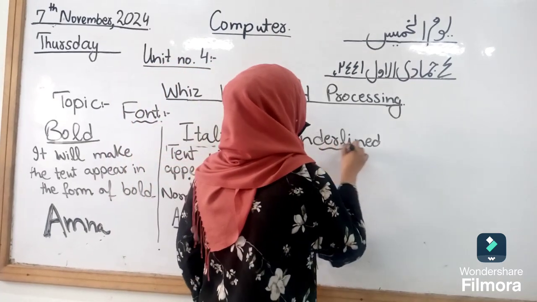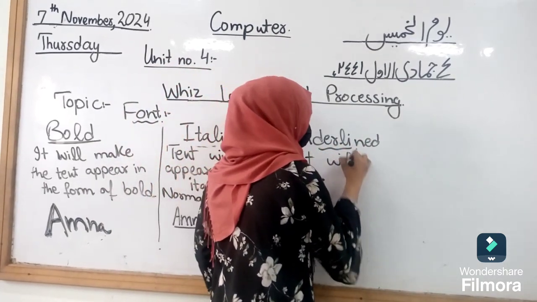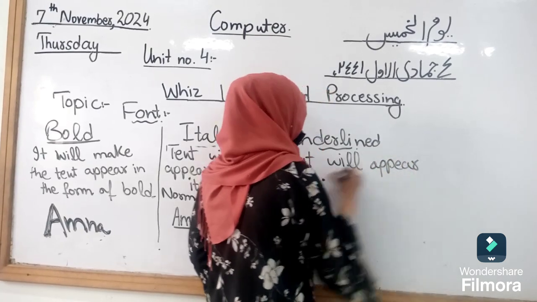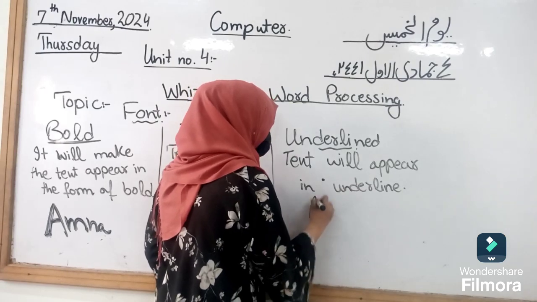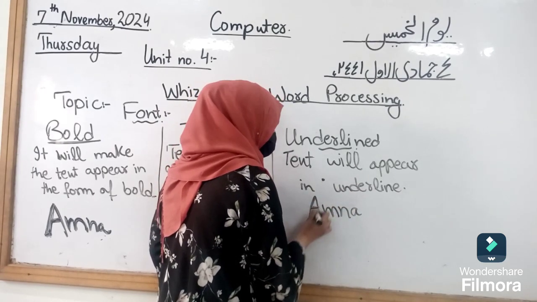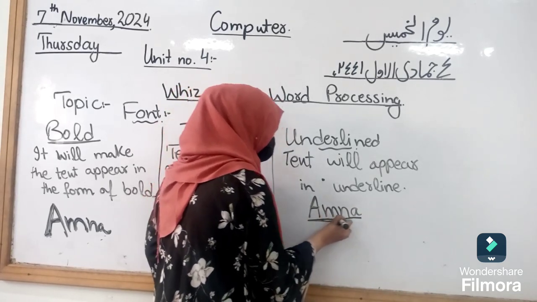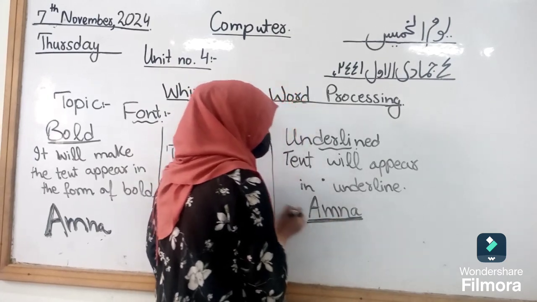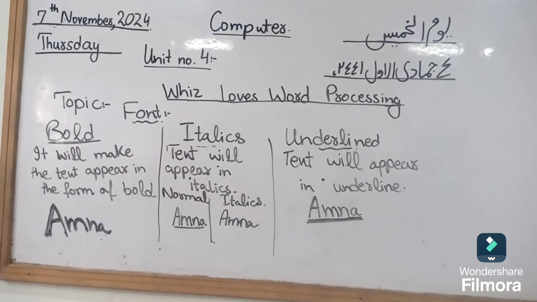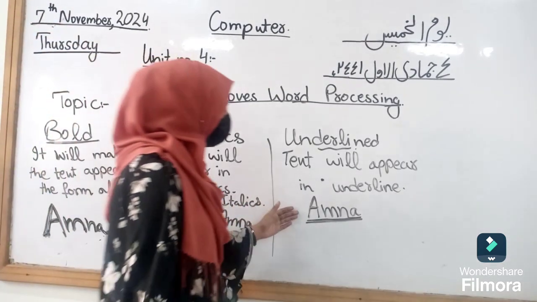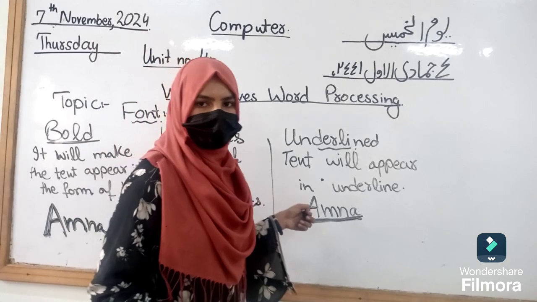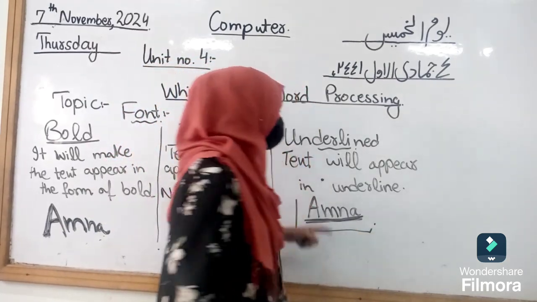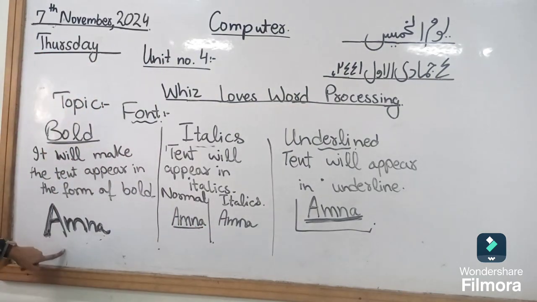Okay. So, what is underline? Text will appear in underline form. How do you make the text underline? For example, this is Amna. Now you need to underline this text. Then you make a line. So, this is Amna, and if you want to underline the text, you need to draw a line under this text, and this text will be underlined. So, we call this text underline. Okay, this is the italics form and this is the bold form. Okay, students.